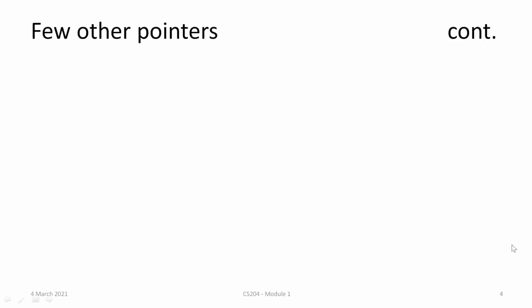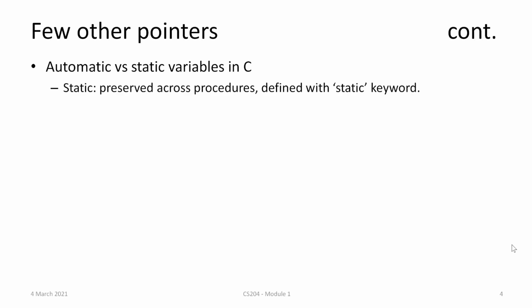Along with the frame pointer, there is one other pointer that is given to us, which is the global pointer. But before that, a small definition of two terms: automatic variables and static variables in C. Static variables are those which are preserved across procedures, and these are typically defined with the word static. An easy example to correlate is the global variables that we have in the program.